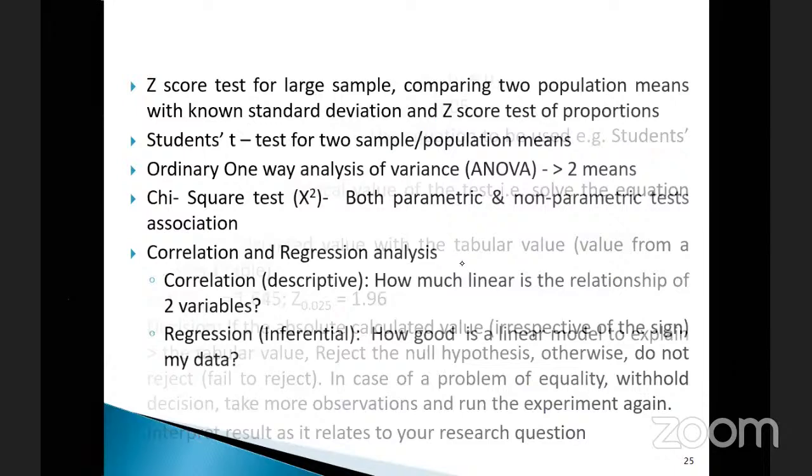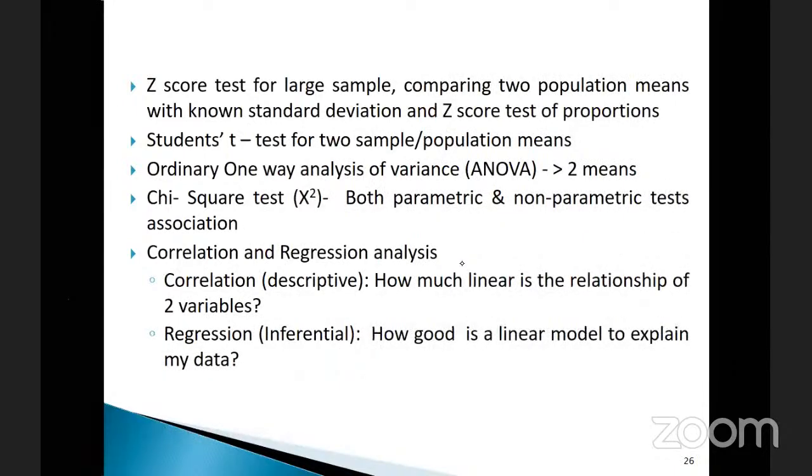So these are some of the tests: Z-score test for large sample, comparing two populations, student t-test, one-way ANOVA when the means are more than two, chi-square test, which is both parametric and non-parametric. You have correlation and regression analysis. We say correlation is descriptive. How linear is the relationship between two variables? And regression is inferential. How good is a linear model that will explain your data?